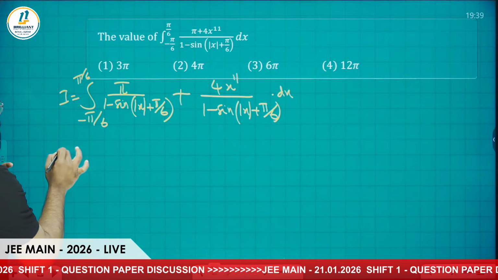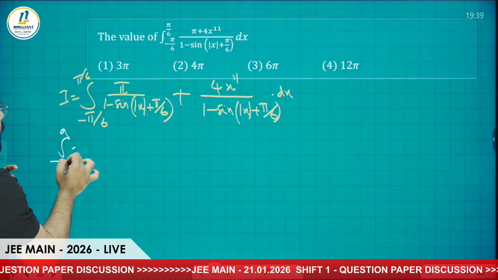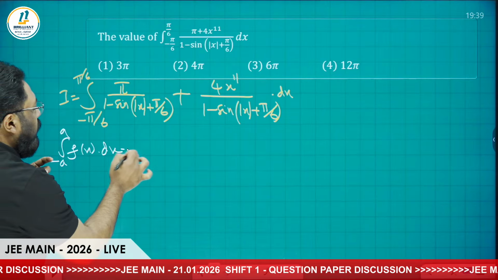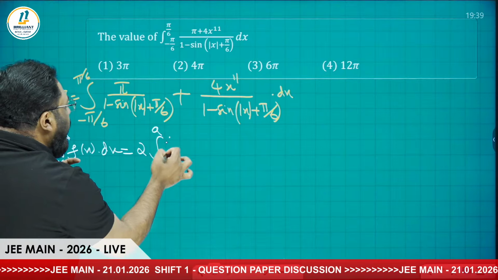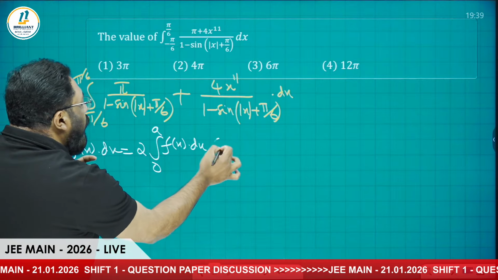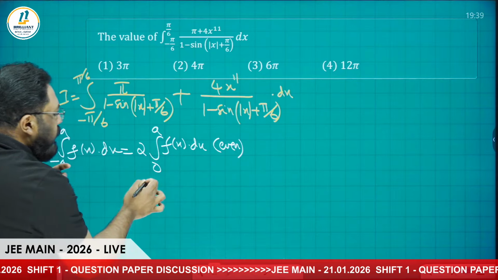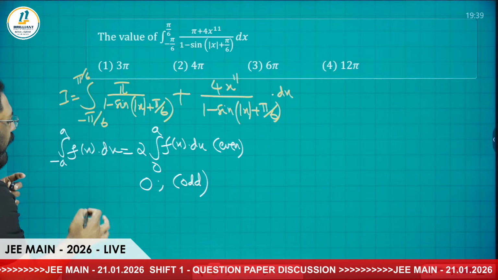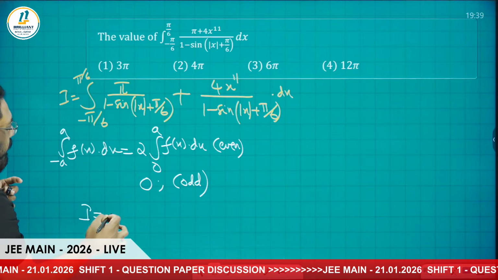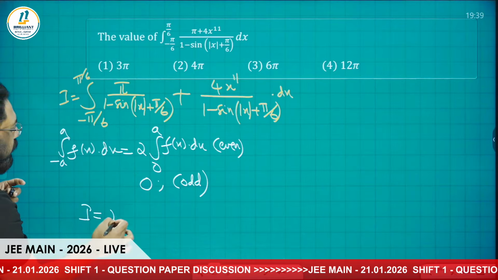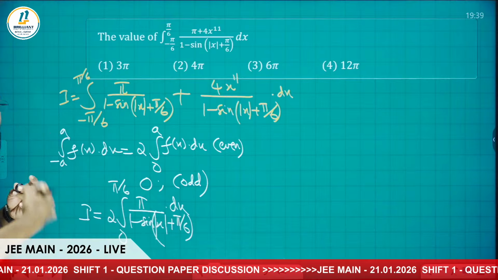So you're going to get the property: integral from minus a to plus a of f of x dx is equal to 2 times the integral from 0 to a of f of x dx for even functions and 0 for odd functions. And because this is an odd function, that is 0, but this is an even function, it becomes 2 times. So our new I is going to be 2 times the integral from 0 to pi by 6 of pi by 1 minus sine of mod x plus pi by 6. This is the integration we have.